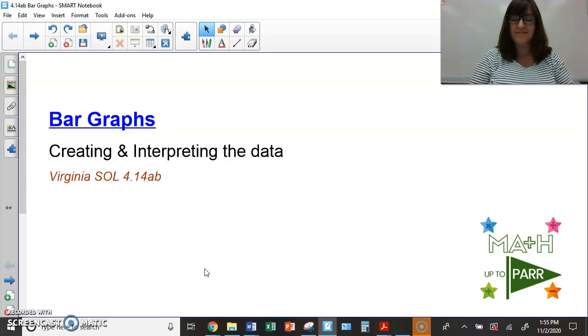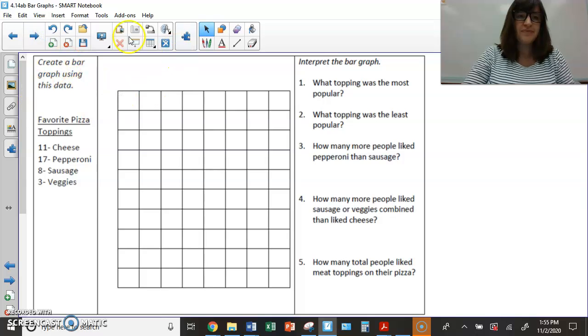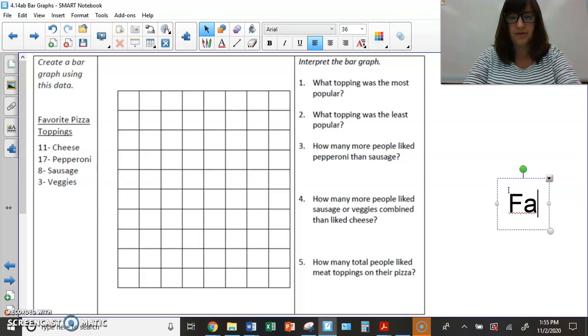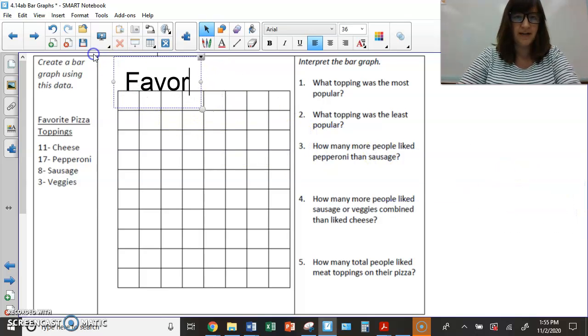about bar graphs. We're going to create a bar graph, and then we're going to use that bar graph to help us answer some questions. So let's create a bar graph on this grid right here about this data. Okay, so this data is favorite pizza toppings. So the first thing I need to do when I'm creating my graph is to create my title.